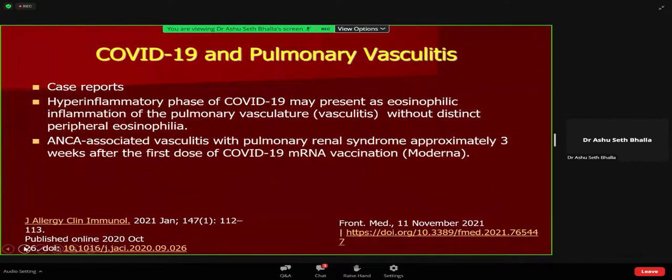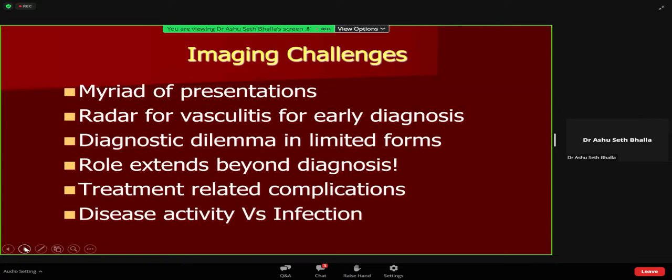I tried to research how much of COVID-19 pulmonary involvement was actually vasculitis. Was it really vasculitis? Even looking at articles on multisystem inflammatory syndrome in children, very few report an eosinophilic inflammation of the pulmonary vasculature causing vasculitis, and some say that with the Moderna vaccine, ANCA-associated vasculitis, including pulmonary-renal syndromes, gets precipitated. But otherwise, what we had in COVID was a vasculopathy, which is not strictly classified as a vasculitis.